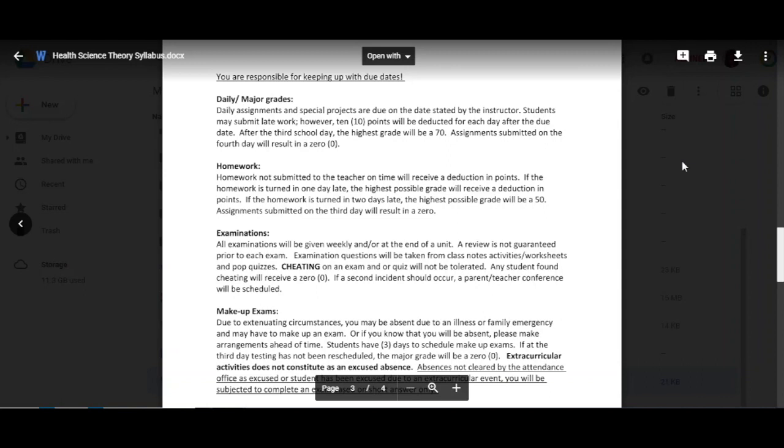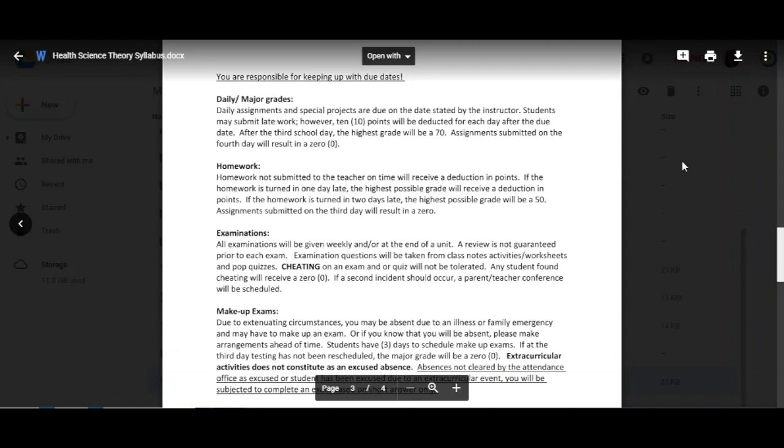Daily and major grades. Daily assignments and special projects are due on the date stated by myself. Students may submit late work, however, 10 points will be deducted for each day after the due date. After the third school day, the highest grade will be a 70. Assignments submitted on the fourth day will result in a 0, because at that point, I don't want it.